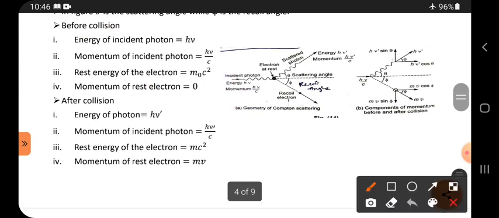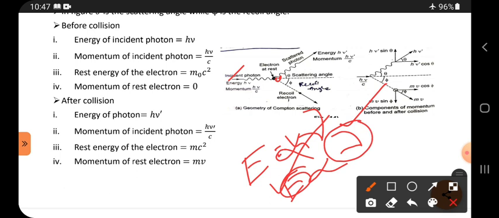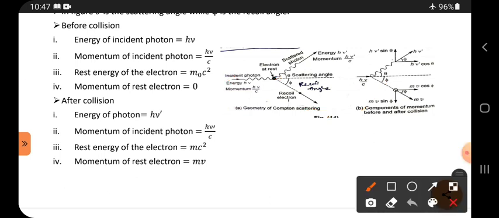After collision, part of the energy is given to the electron by the photon. Then the photon energy changes. A change in energy indicates a change in frequency, because E equals h nu. H is a constant, so E is directly proportional to nu. As the energy changes, nu changes. After collision the energy decreases, so the frequency also decreases. So we get a different frequency, which can be shown with a dash.